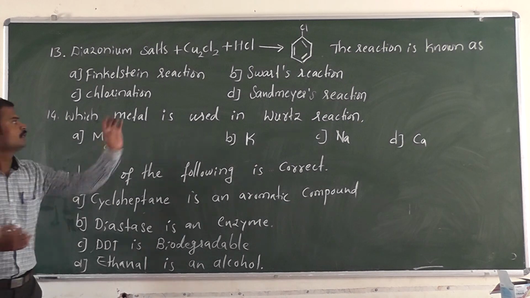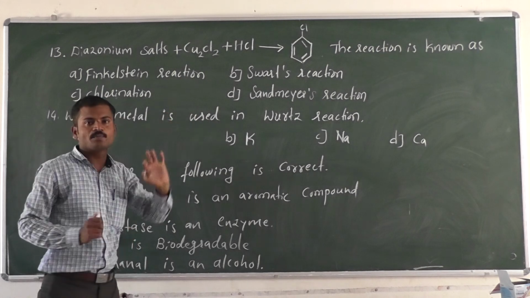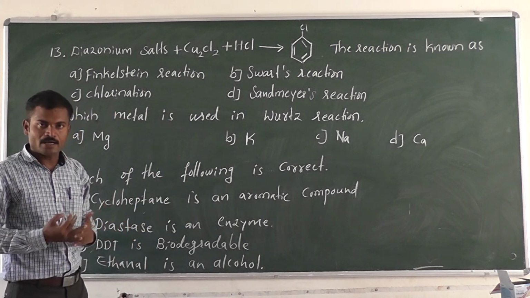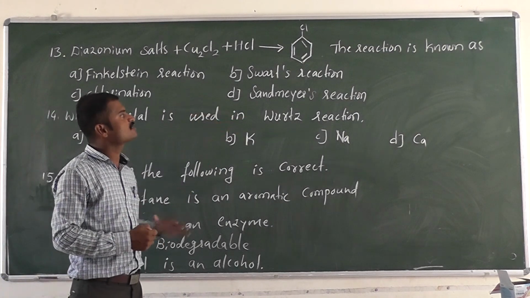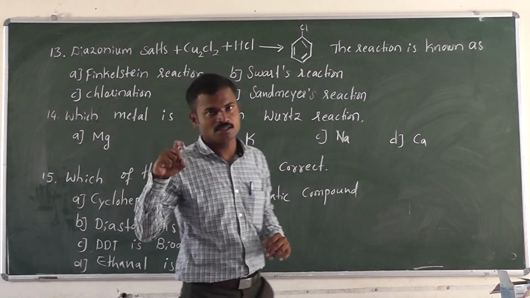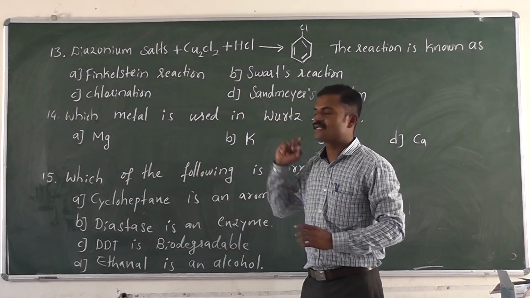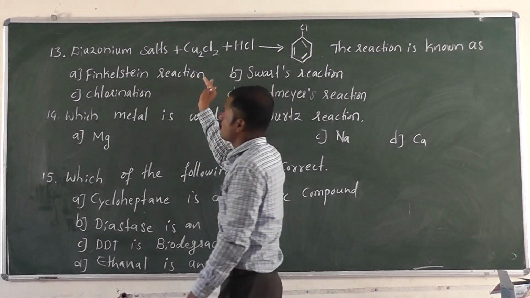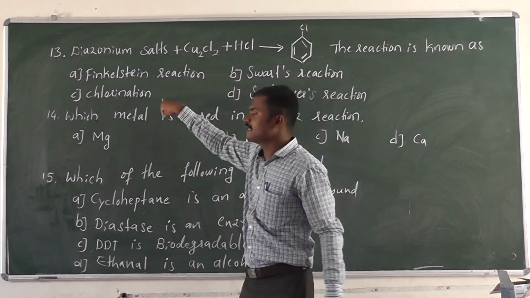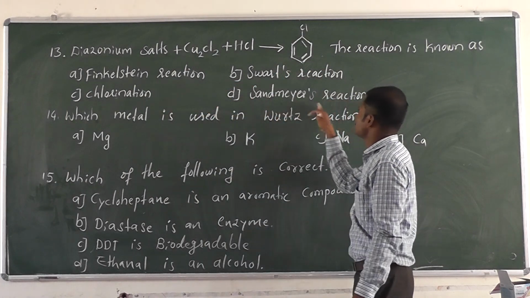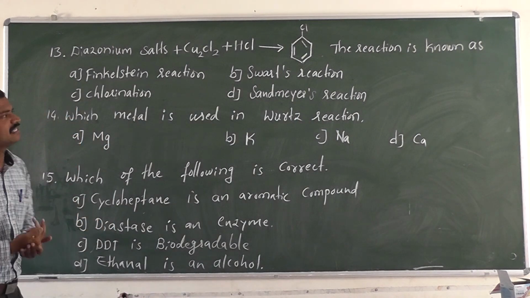Next question. So diazonium salts plus Cu2Cl2, that is cuprous chloride, that reacts with hydrochloric acid, so forming chlorobenzene. So they have given one reaction, and you have to find out the name of this reaction. It is a named reaction. They have given 4 options: option A, Finkelstein reaction; option B, Schwarz reaction; option C, chlorination; option D, Sandmeyer reaction. So here first we have to see what the reaction is.